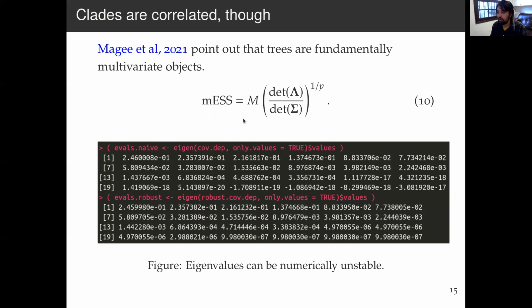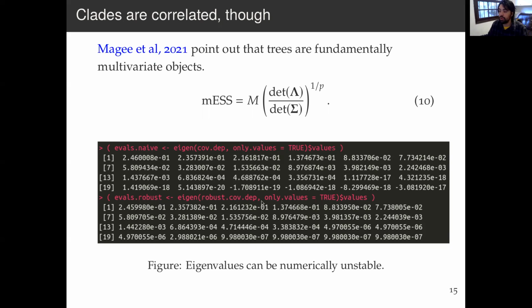A last idea that I would like to explore is the fact that, as Andy and his collaborators point out, trees are fundamentally multivariate objects, right? So considering each clade individually is probably not the right thing to do. But we can fix that by computing a multivariate ESS using that binary matrix we formed in the beginning.